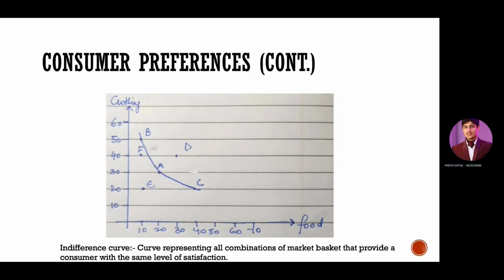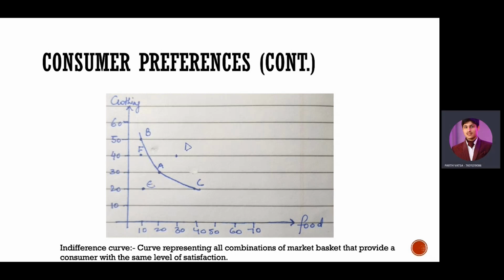Actually, at points B, A, and C, the utility of the consumer is the same. And whenever the utility of the consumer is the same, we say that the consumer has the same level of satisfaction, whether it's basket A or basket B or basket C. So he would be indifferent among these. If these are the options, he would pick any one among these three baskets, as his utility is the same.